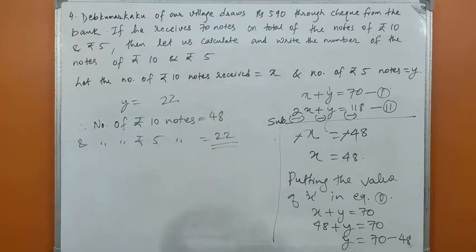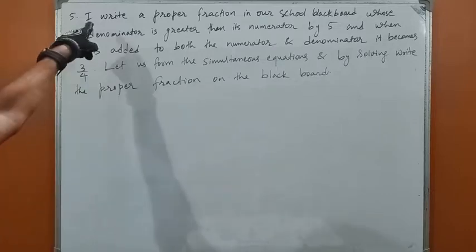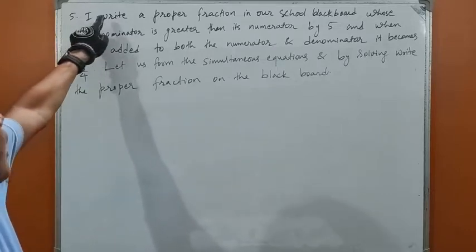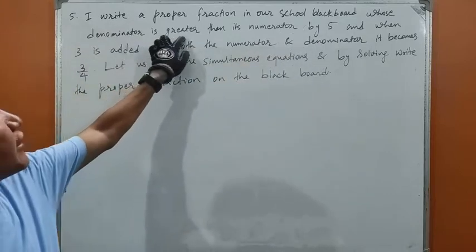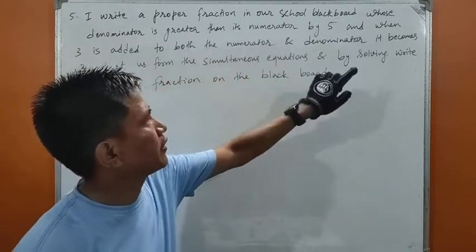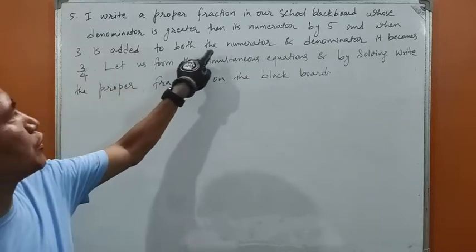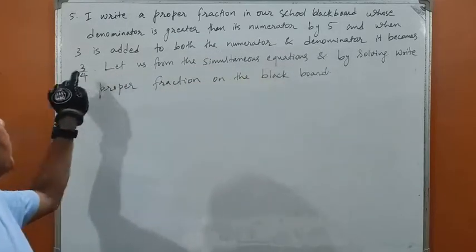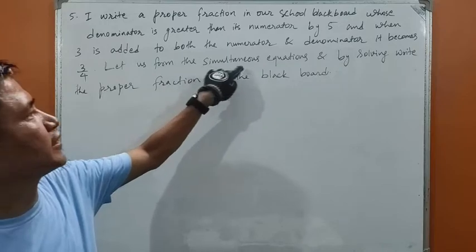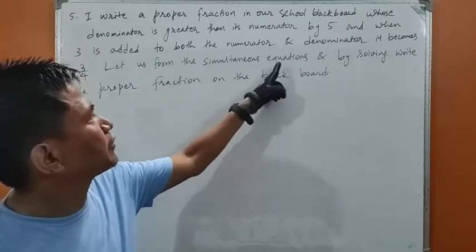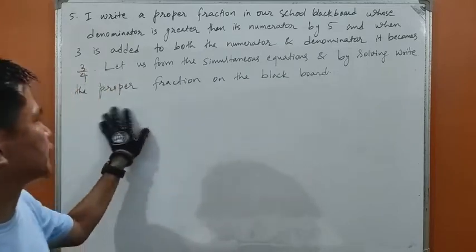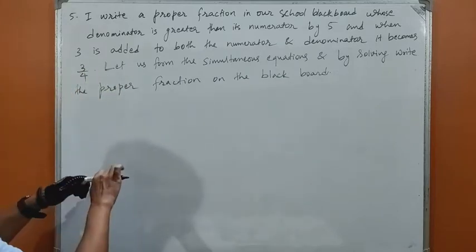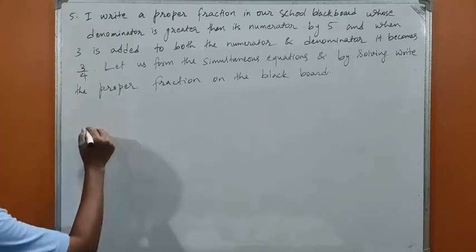Okay. Question number 5. I write a proper fraction on our school blackboard whose denominator is greater than its numerator by 5, and when 3 is added to both the numerator and denominator, it becomes 3 upon 4. Let us calculate and form the simultaneous equations, and by solving, write the proper fraction on the blackboard. Okay. Let me do this. You will understand as I do.